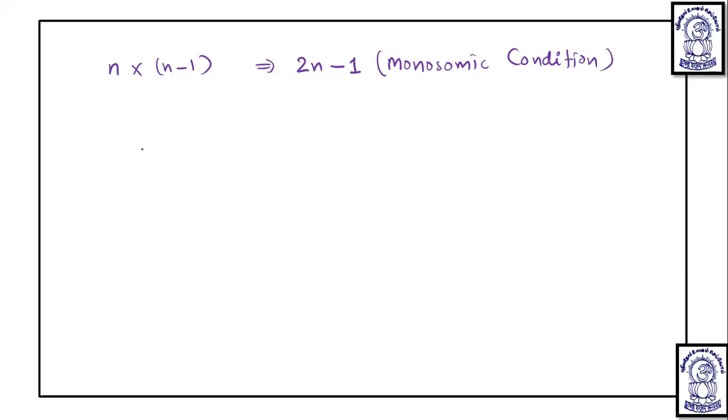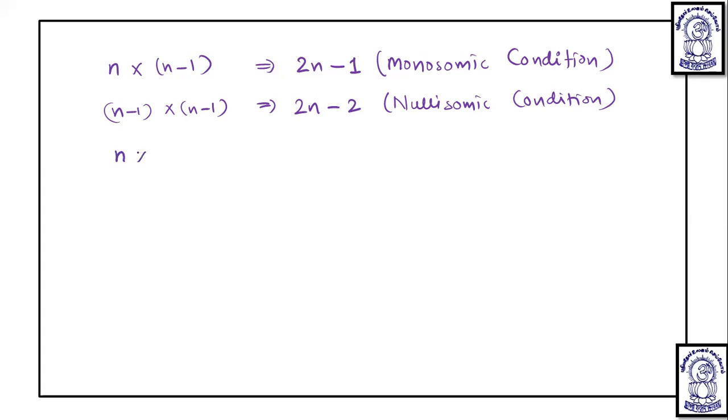In the same way, if this n minus 1 fuses with another n minus 1, then it is going to be 2n minus 2. When the 2n minus 2 condition is there, it is known as nullisomic condition. According to the nullisomic condition, if we talk about a 2n equal to 6 cell, then a whole pair is absent. So it is going to be 4 chromosomes. If it is a human cell with 46 chromosomes, and the nullisomic is formed, then it has 44 chromosomes.